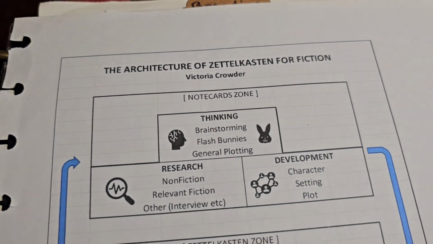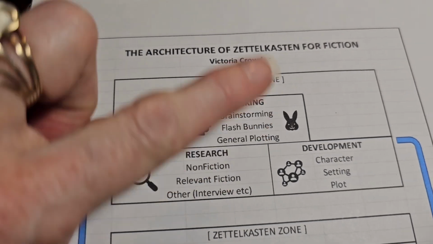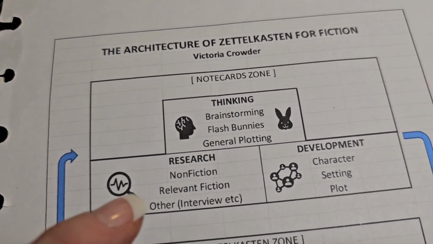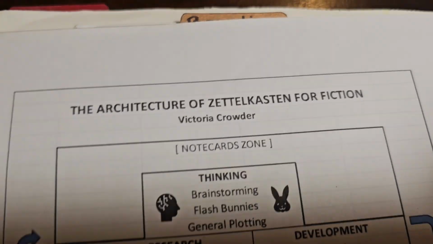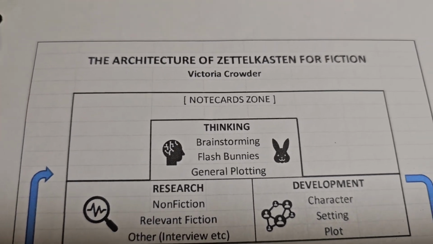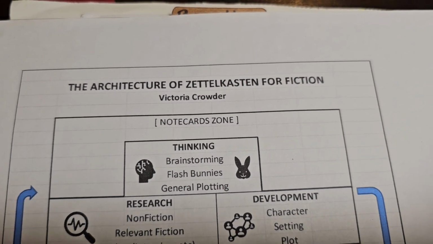Well, for me, Flash bunnies don't only multiply like crazy around plot, they multiply all over the story, the plot, the structure, you name it, I get them. So that's why I use those little mobile card decks to capture those and then file them away. Next thing on the list is general plotting. So that's the first thinking part of my Zettelkasten for Fiction process.